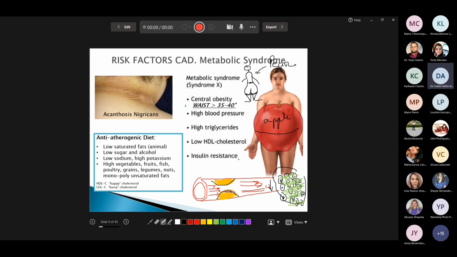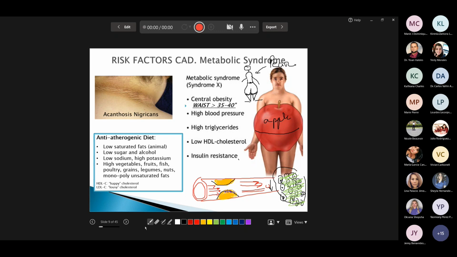Okay. All this has been in English. Okay. Can you recognize people with this type of obesity, with this pear obesity? A lot, no? Especially Hispanic people and African American. And this type of obesity can be seen in any gender, but is more common in men, no? Okay. La barriga cervecera.